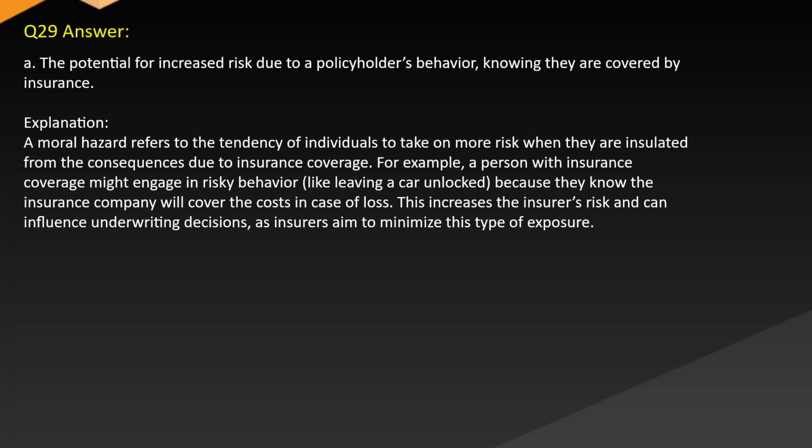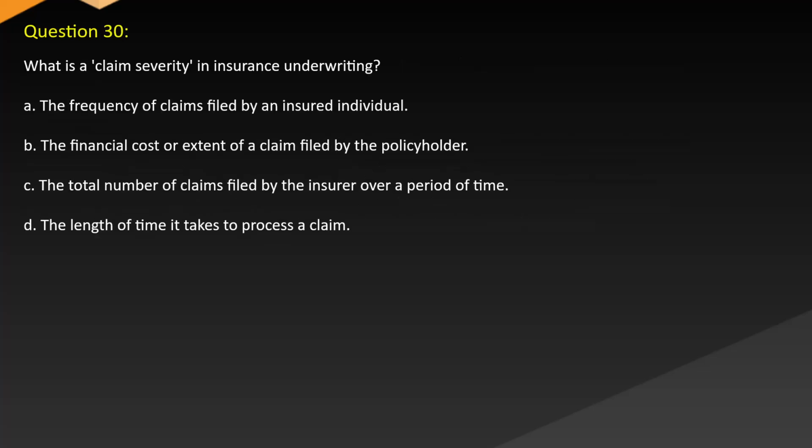Explanation: moral hazard refers to the tendency of individuals to take on more risk when they are insulated from the consequences due to insurance coverage. For example, a person with insurance coverage might engage in risky behavior like leaving a car unlocked because they know the insurance company will cover the costs in case of loss. It increases the insurer's risk and can influence underwriting decisions as insurers aim to minimize this type of exposure. Question 30. What is a claim severity in insurance underwriting?